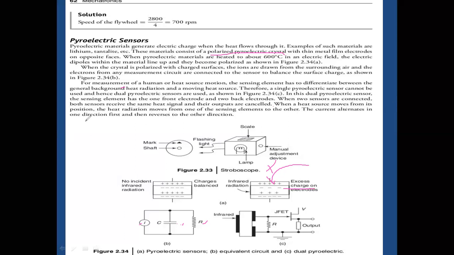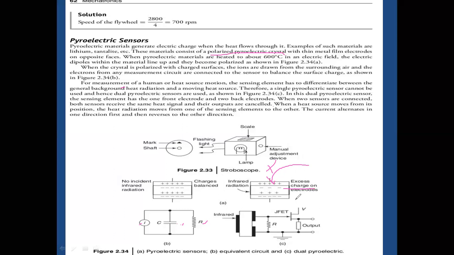So the current alternates in one direction first and then reverses in the other direction, like this one. What it indicates is that in the second case, and in the first case, we have no infrared radiation here. Whenever you maintain a temperature of 600 degrees centigrade on the outer surfaces, in the crystal part some kind of polarization happens. Polarization means the charges are transferring in the vice versa direction.